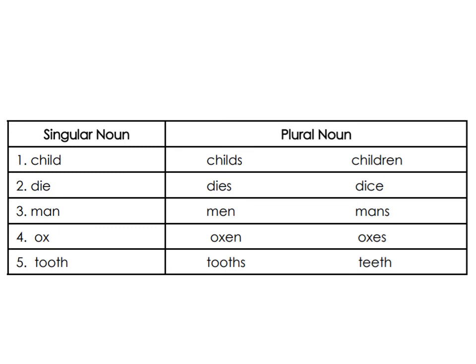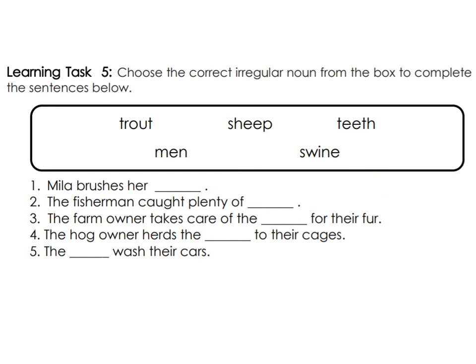Now, let's answer. So, number 1, the correct answer is children. Number 2, for die, we have dice. Number 3, we have men. And for ox, we have oxen. And the last one is, we have teeth. Did you get 5? Great. If not, just keep trying. So now, let's answer this one.